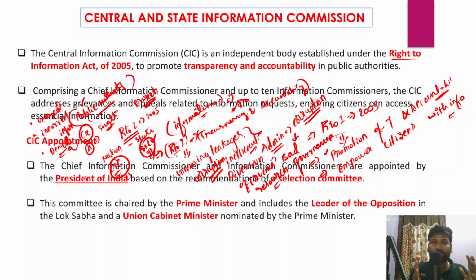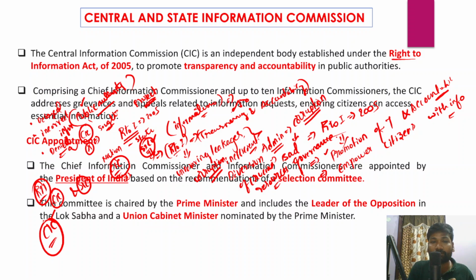So I hope you have understood what constitutes Right to Information Act and what is Central Information Commission and also State Information Commission. And the Central Information Commission comprises a Chief Information Commissioner.